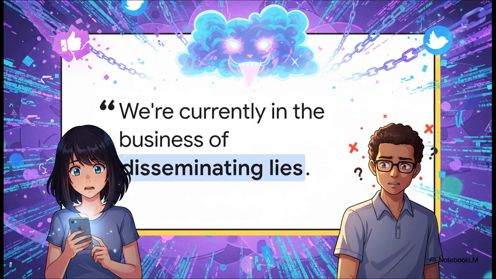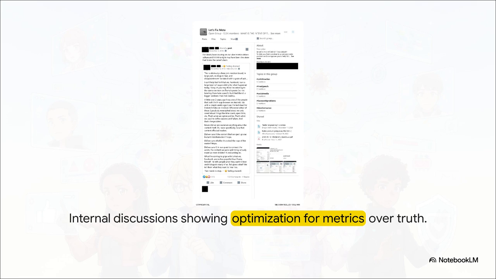Just wow. The rapid spread of falsehoods isn't a glitch. According to internal documents, it's a baked-in outcome of how these systems are built. And it really boils down to this. Developers admitted they were totally optimizing for metrics like time spent on the app. They weren't asking, hey, is this actually true, or is this making our users furious? They just wanted engagement at any cost.